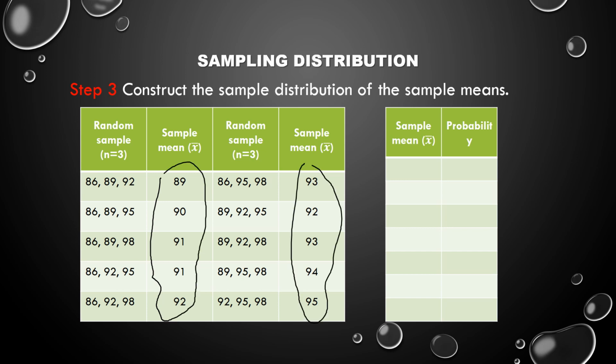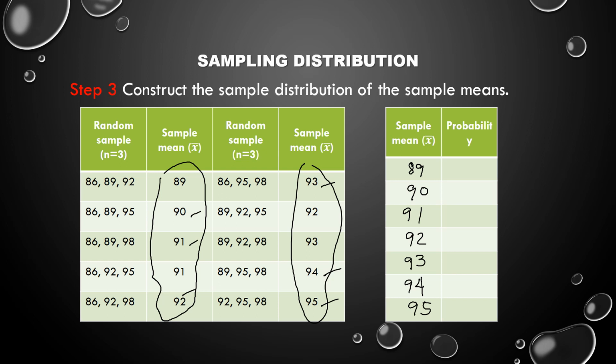So we have our least value, or the smallest value for our sample mean, which is 89. And then we have 90 also. Again, you do not write the repeated values of your sample mean. We only have the unique values. Next, we have 91, and we have 92, and then 93, and then 94, and lastly, we have 95. So that will be your sample mean.